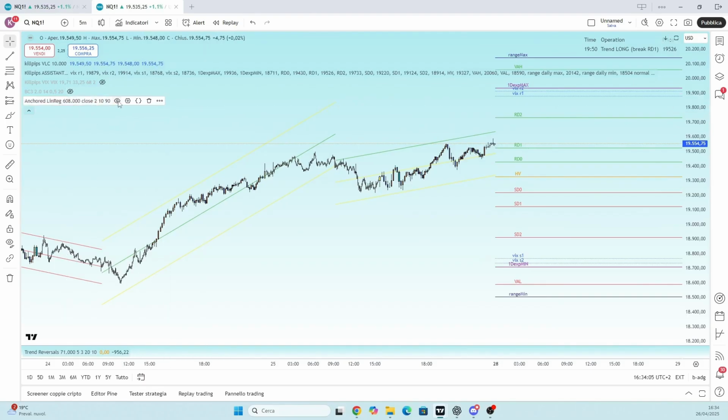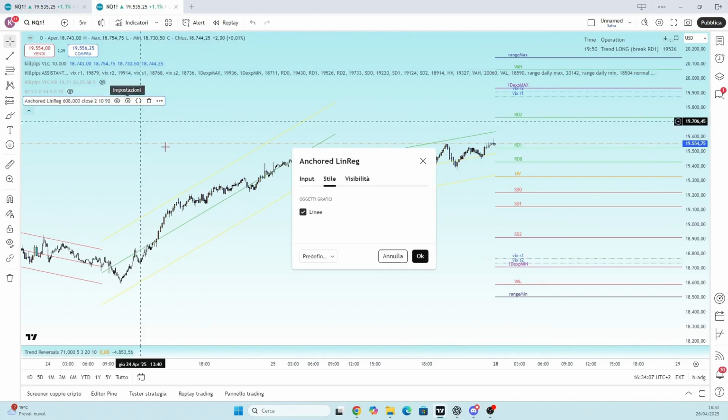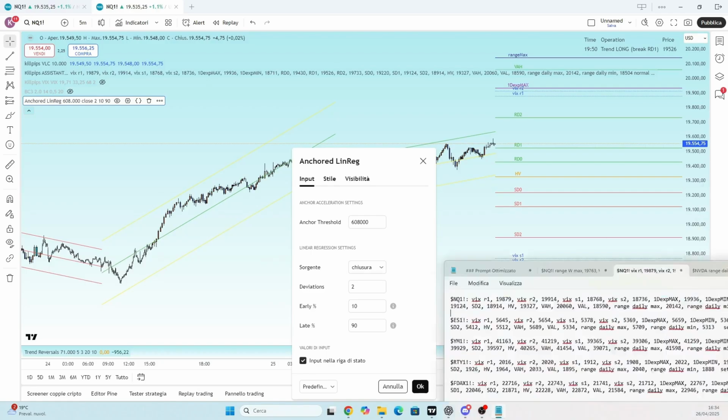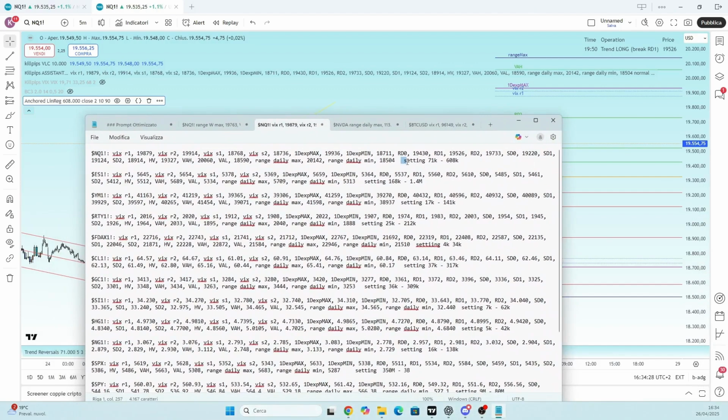The modification I made is to the anchor lean reg, where I changed the input. How did I change the input from 71? At the end of the strings that are provided with the service, here they come. You always find them, here they are. These two values, 71K, are 71,000.